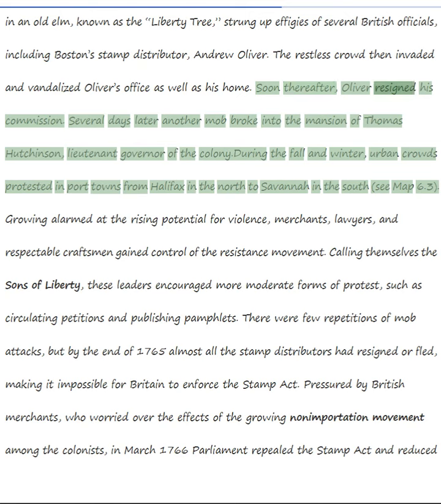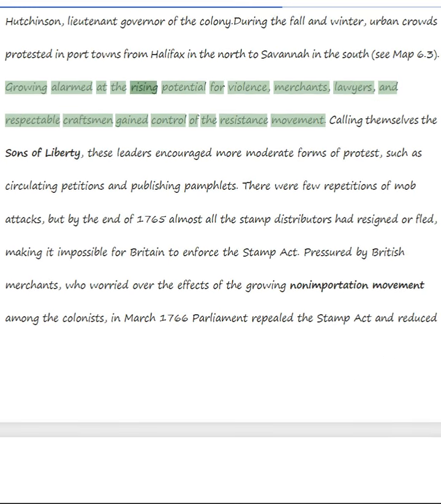Soon thereafter, Oliver resigned his commission. Several days later another mob broke into the mansion of Thomas Hutchinson, lieutenant governor of the colony. During the fall and winter, urban crowds protested in port towns from Halifax in the north to Savannah in the south. Growing alarmed at the rising potential for violence, merchants, lawyers, and respectable craftsmen gained control of the resistance movement.